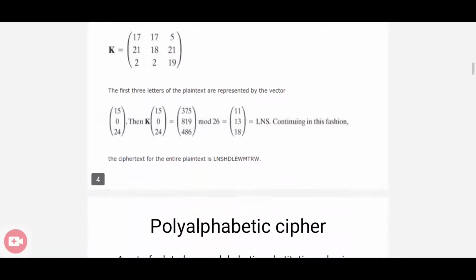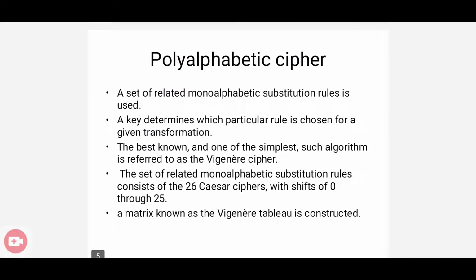Okay. And the next substitution technique is the polyalphabetic cipher. It is something like a monoalphabetic cipher, but a set of related monoalphabetic substitution rules are used. Here the key determines which particular rule is chosen for the given transformation. And one of the best known and simplest polyalphabetic ciphers is the Vigenere cipher.